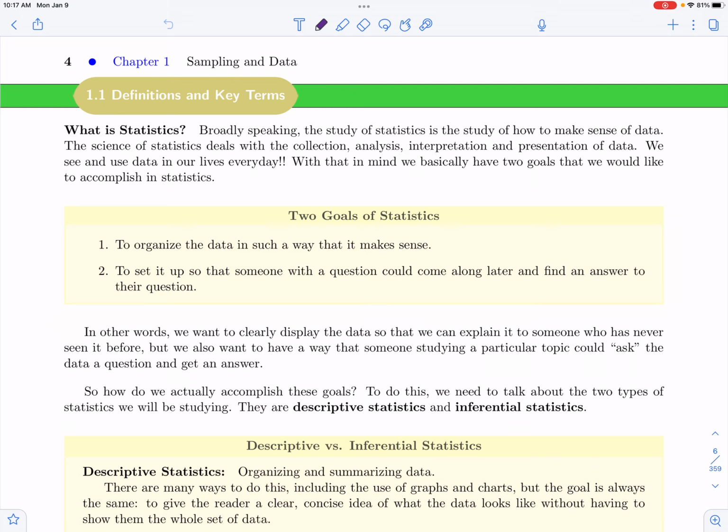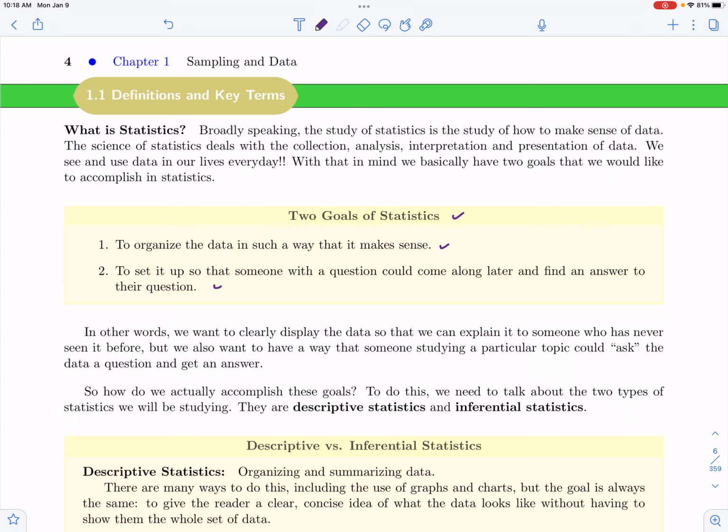All right. So again, our two big goals of statistics that we want to look at is we want to be able to organize the data in such a way that makes sense. That could be in either tables or graphs or eventually into numbers. And then ultimately what we want to do is be able to answer that question or set it up in some way so that someone that doesn't know anything about the data will be able to understand what we did and understand the answer that we came up with.